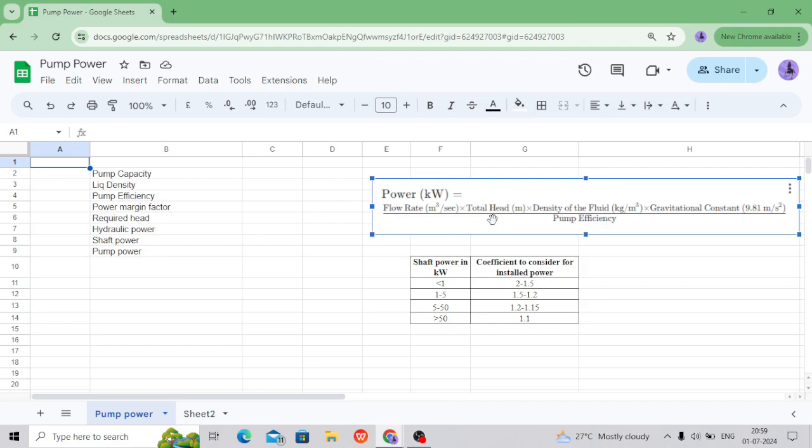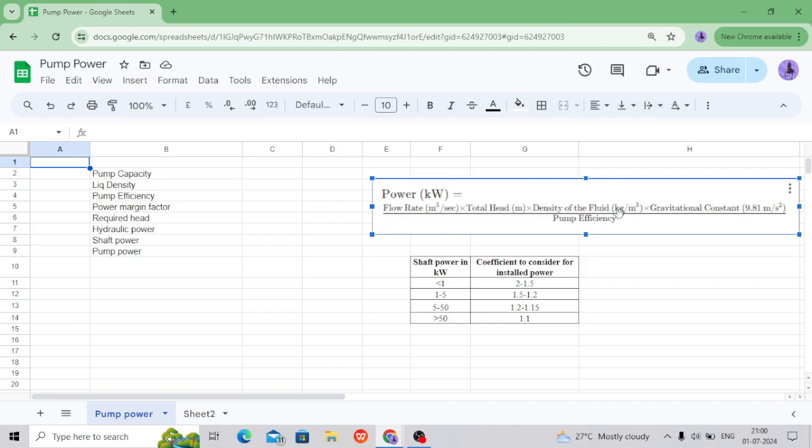And this includes the static head and the frictional head, okay? Where the static head is the vertical distance through which the fluid is to be lifted, and the frictional head is the losses due to the friction in the pipe or fittings. Then the third term is density of fluid. The density of fluid is the mass per unit volume of the fluid which is being pumped, and typically it is measured in kilogram per cubic meter.